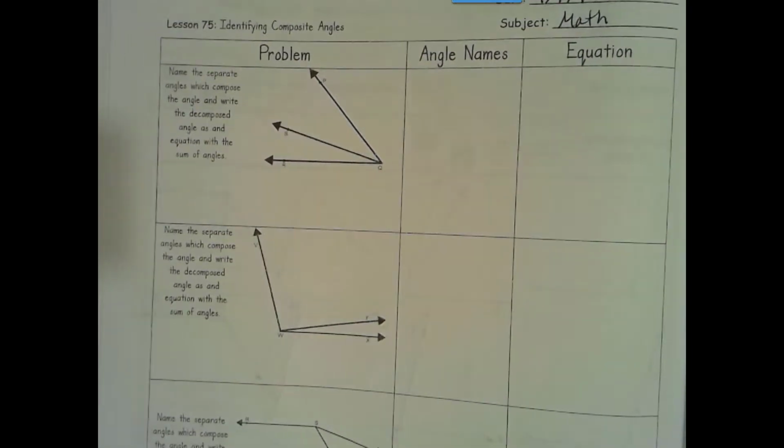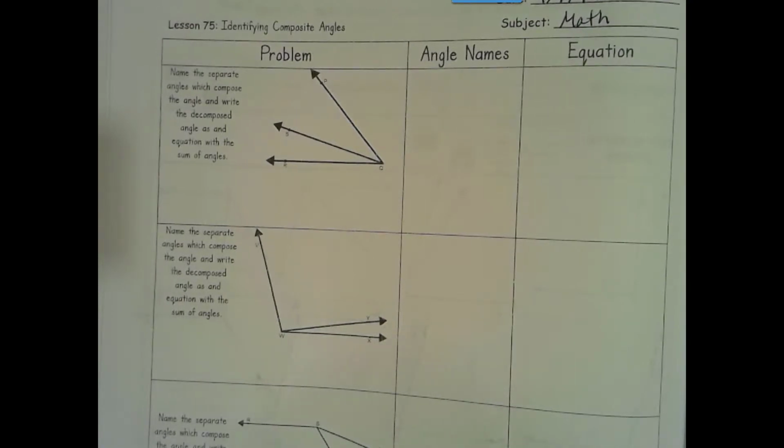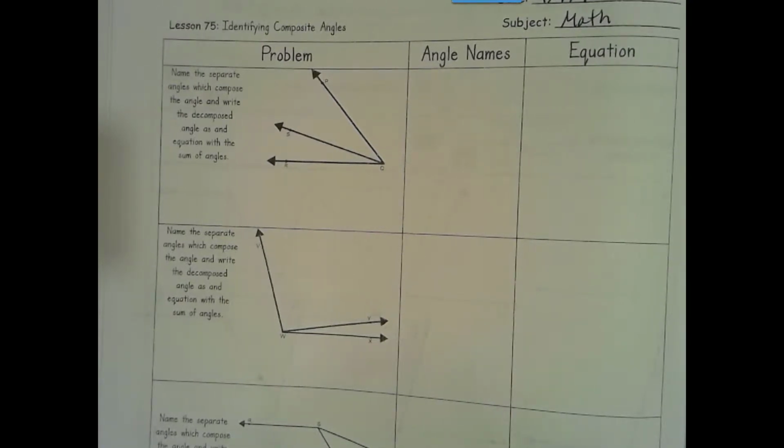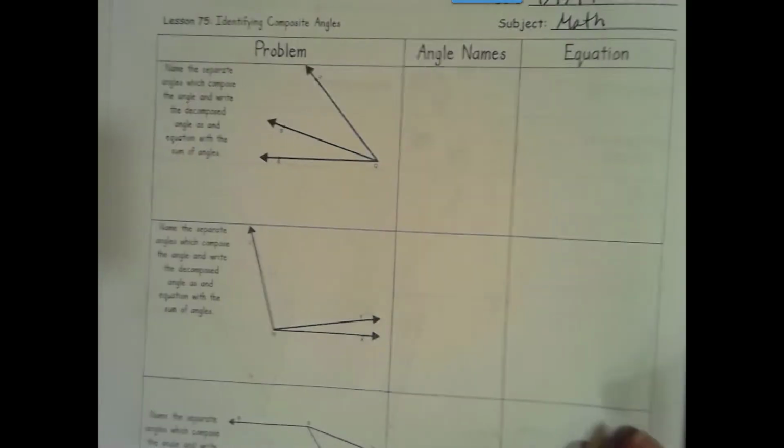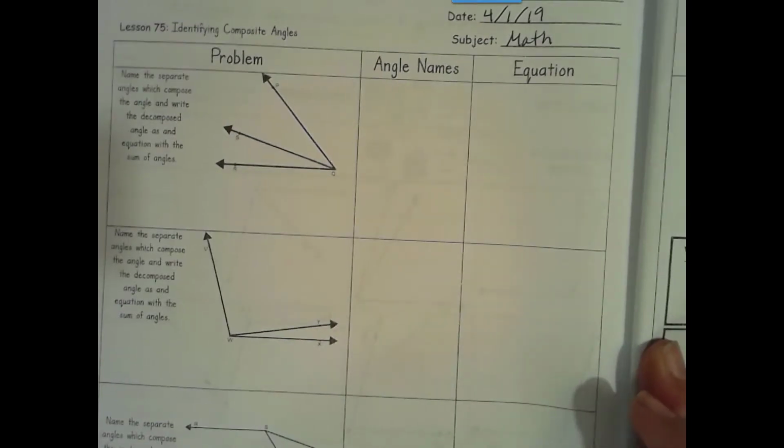Okay, so here, instead of drawing it, we're just going to be naming these angles. So it says name the separate angles which compose the angle and write the decomposed angle as an equation with the sum of angles. So it's a lot of things to say. We're going to name the angles and then show it as a number sentence, basically.